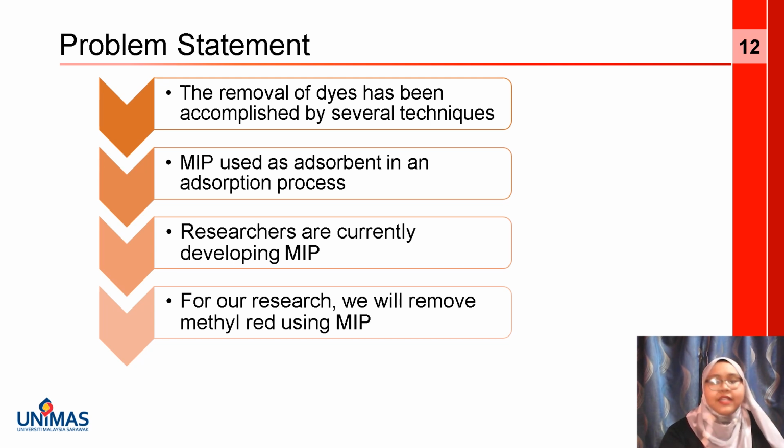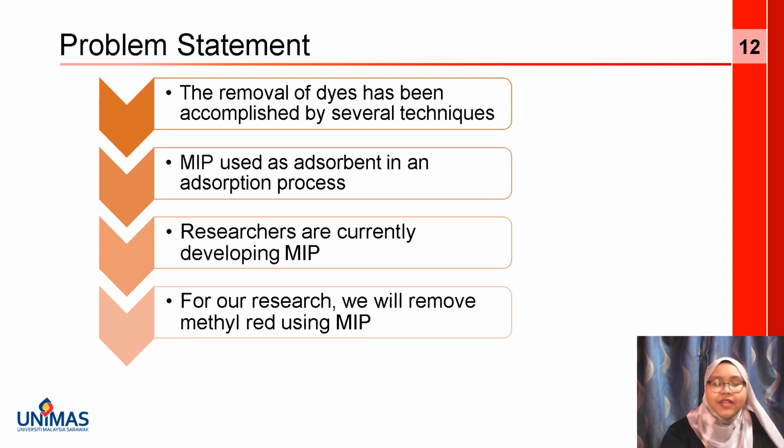Researchers are currently developing MIP to be used as an adsorbent in removing dye and studying its potential use in wastewater treatment. Several studies have proved that MIPs are ideal and cost-friendly polymeric materials for dye removal. Therefore, this study will be conducted to synthesize and characterize the MIP for the removal of methyl red. MIPs are ideal polymeric adsorbents that can overcome the limitations of the mentioned techniques.